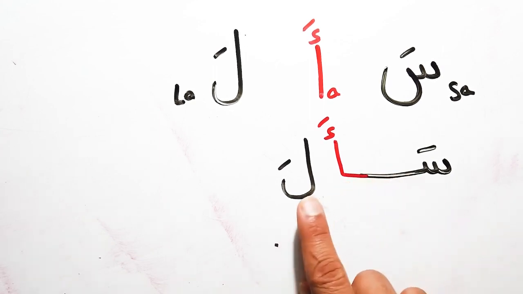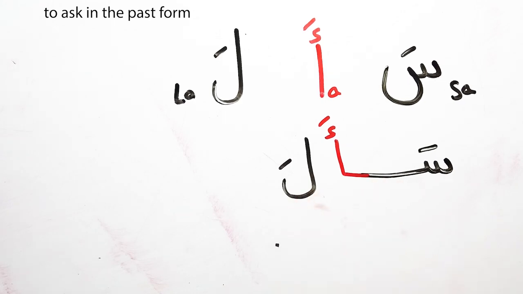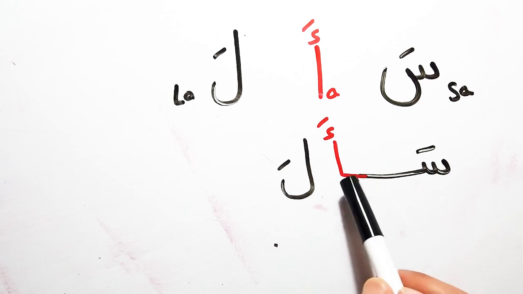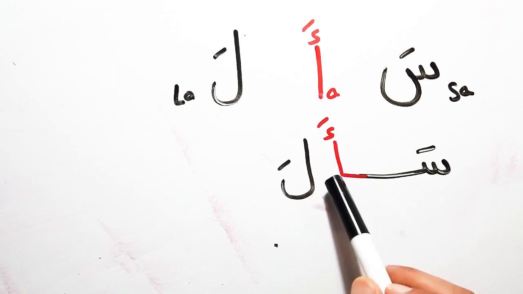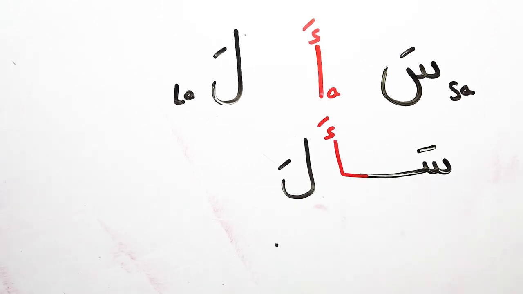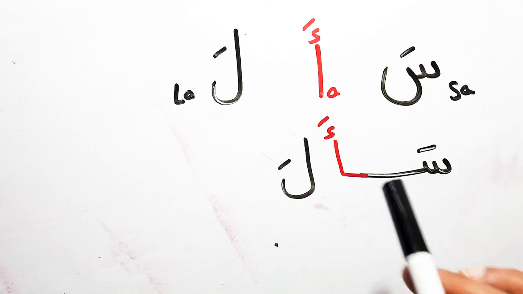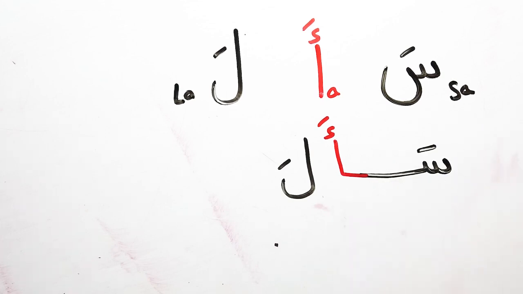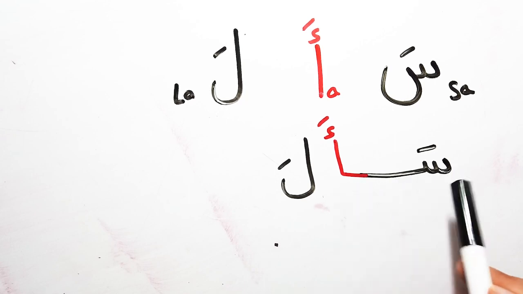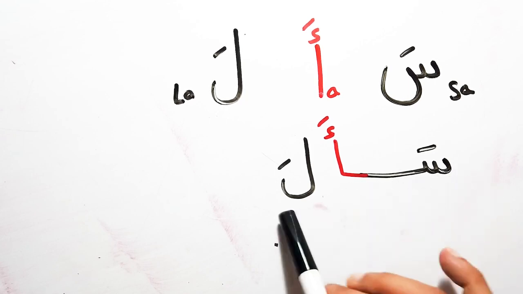Se, le. Se, le. Pay attention here. This letter gets connected just from the right side, but it doesn't get connected from the left side. That's why we have a space here. Se, le. So we learn from this word that there are some letters that just get connected from the right side. We have 6 letters. We're gonna talk about this later. Se, le. سأل, سأل, سأل.